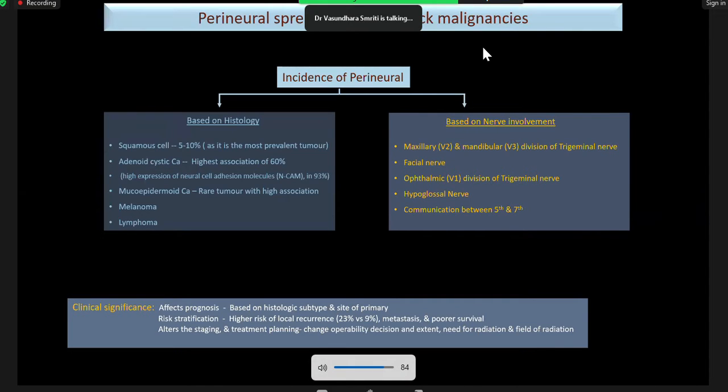Mucoepidermoid carcinoma, melanoma and lymphomas also have perineural spread. Based upon the nerve involved, the maxillary nerve, that is the V2, is the most common nerve for perineural spread. Though V2 and V3, both of them, are commonly involved, basically the trigeminal nerve, followed by facial, the V1, hypoglossal, and the communication between 5th and 7th. These are the nerves which are commonly involved.